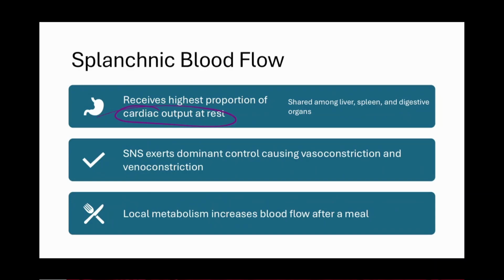Sympathetic nervous system exerts dominant control, causing vasoconstriction and venoconstriction. It does both. So we want to get the blood away from the splanchnic system. Divert that blood to the skeletal system when we need it for fight or flight. And local metabolism increases blood flow after a meal. So just by eating, obviously the stomach will start working again, blood flow will start going into that area.